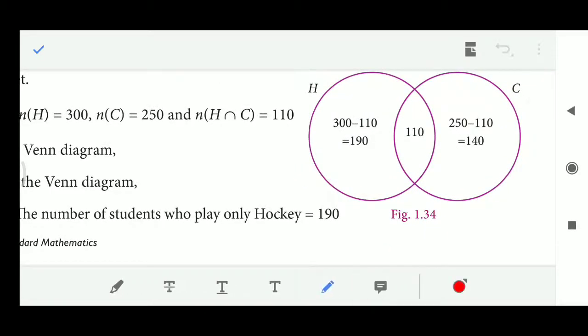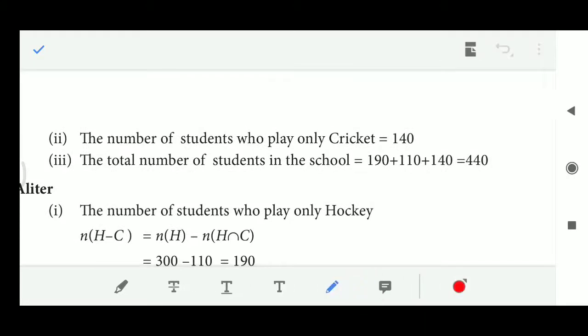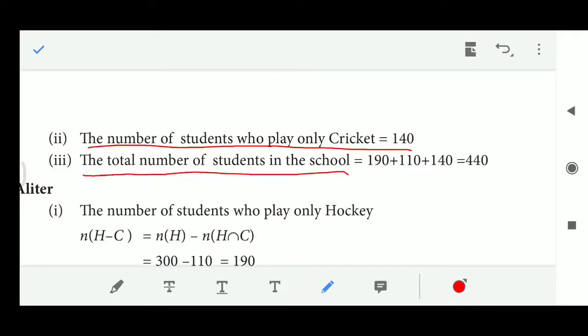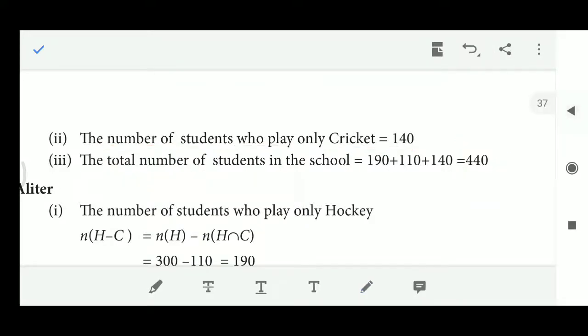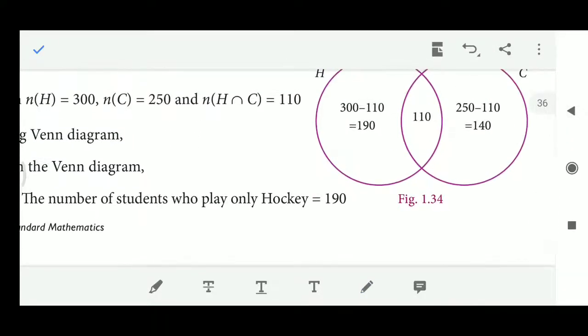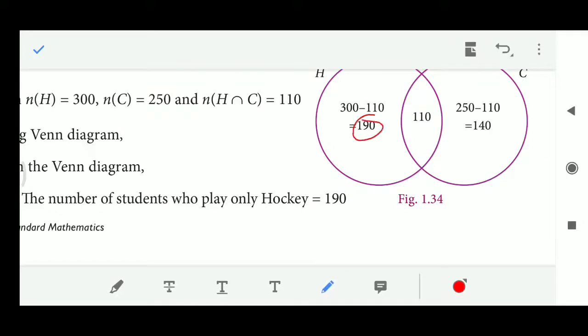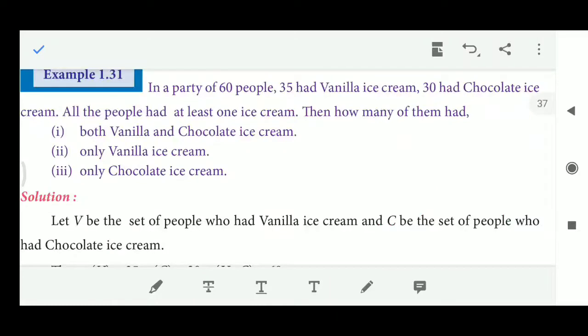So the first answer: the number of students who play only hockey is equal to 190. The number of students who play only cricket is equal to 140. Third, we have to find the total number of students in the school. For that, you have to add all three values from the Venn diagram, 190 plus 110 plus 140, which gives 440.